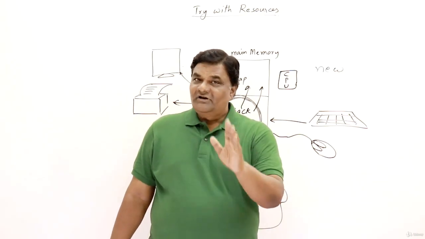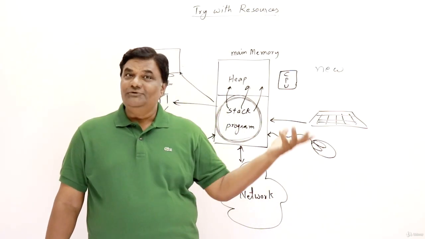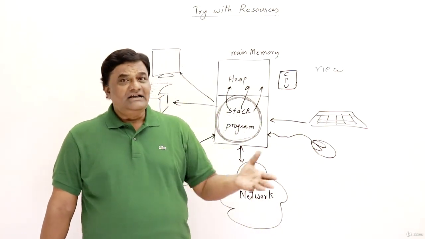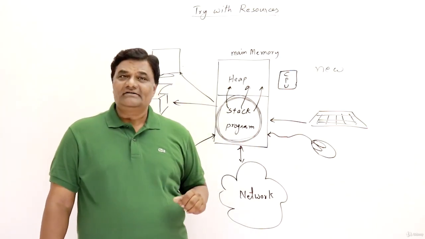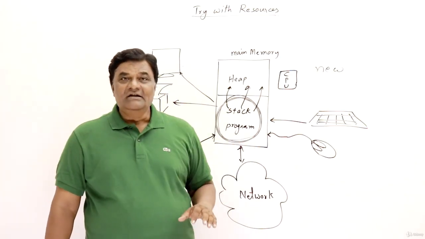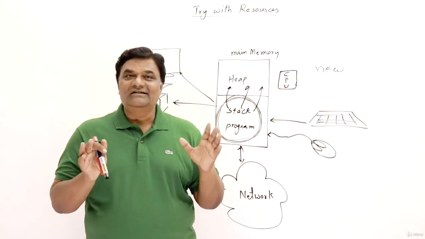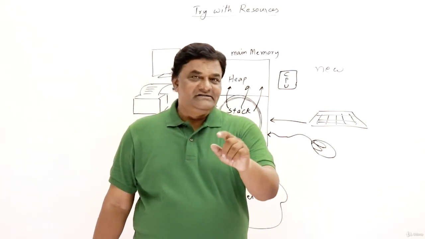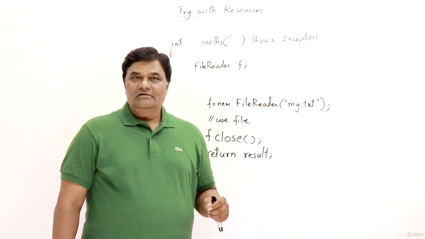So the program should release it so that it can be used by other programs also. And if it requires it, again it can acquire it. It can acquire whenever it requires. So it should not hold it unnecessarily. Now let us see what is the use of finally.